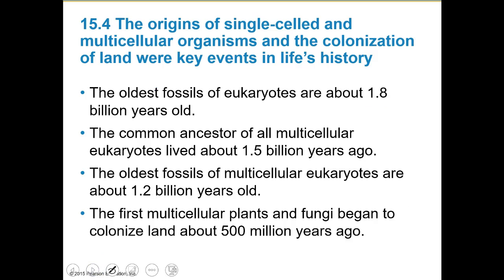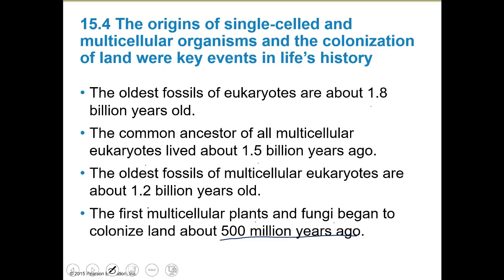The oldest fossils of eukaryotes are about 1.8 billion years old. They're old, really old. The common ancestor of all multicellular eukaryotes lived about 1.5 billion years ago. The oldest fossils of multicellular eukaryotes are about 1.2 billion years old. And the first multicellular plants and fungi began to colonize about 500 million years ago. So it just kind of gives you an idea of the timeline, but we don't have to go into specifics about the billions of years.